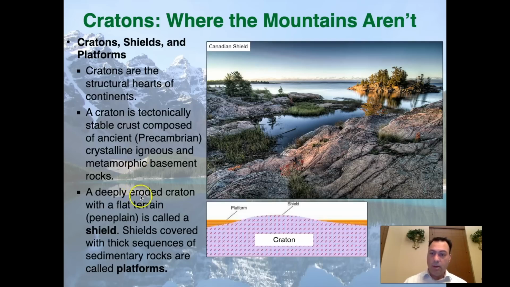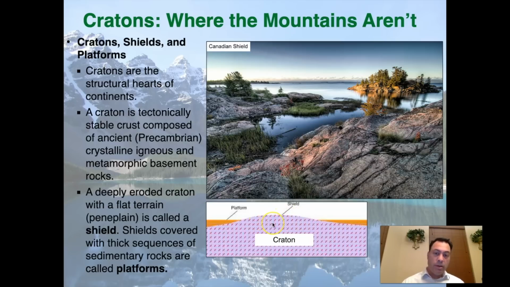A deeply eroded craton with a flat terrain, when it's completely beveled off, is referred to as a shield. So there's that word coming in. Here we can imagine a craton. Imagine this is a big igneous body or a big metamorphic body, hard crystalline rocks, and it's been completely run over by glaciers, for example, for 600 million years. So it gets peneplaned off. It gets flattened. And that exposure of that flat surface of those crystalline rocks is referred to as a shield.